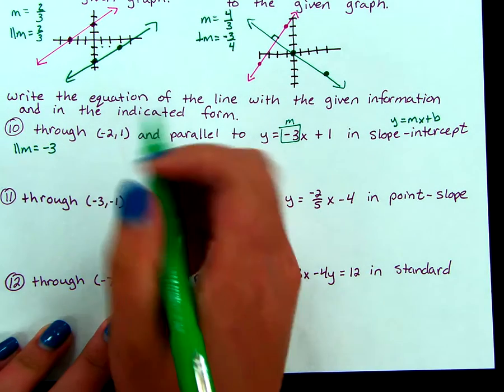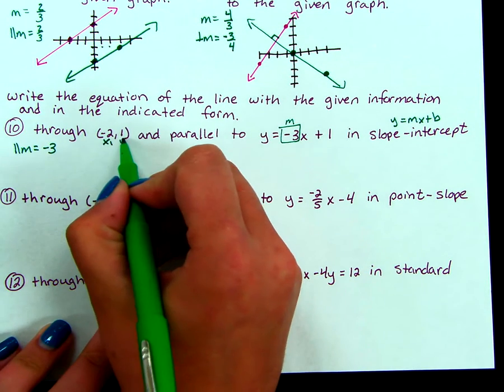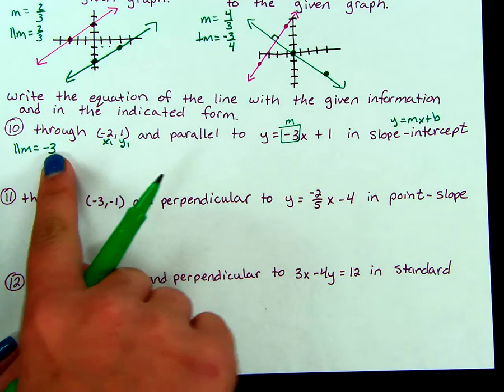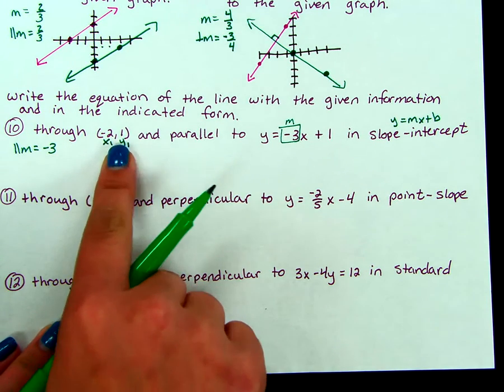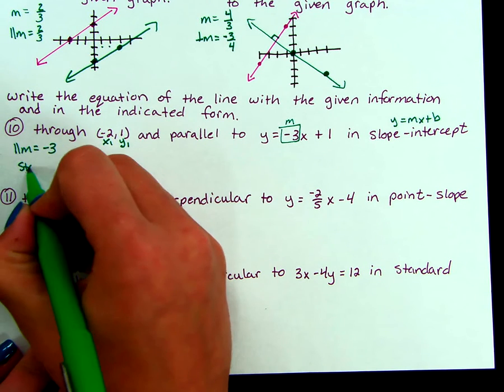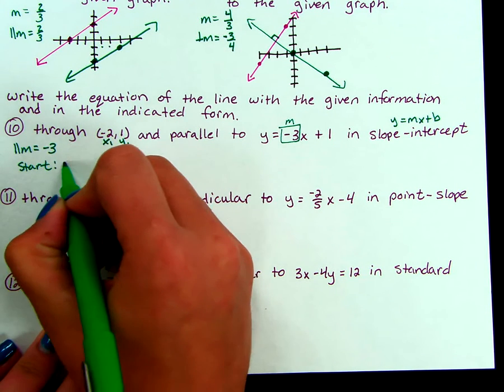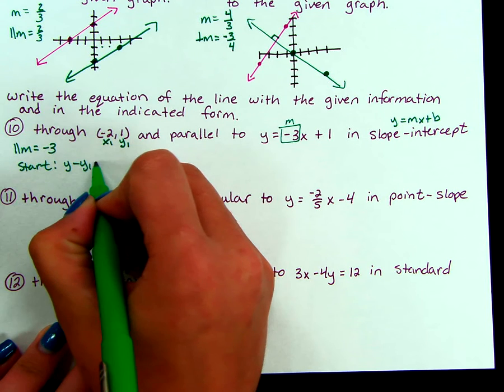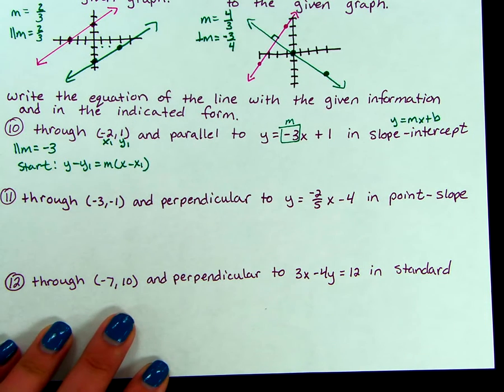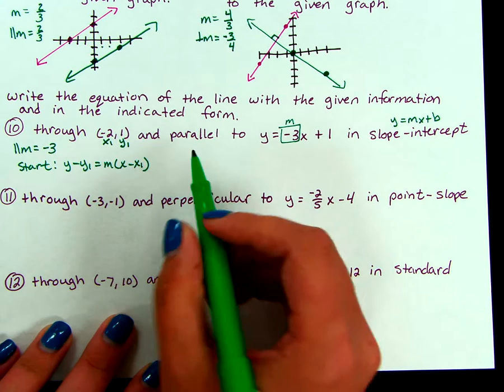And it has to go through this point. So this is our x1, y1. When I look at my given information, I have a point and I have a slope. So we start in point-slope form, which is y minus y1 equals slope times x minus x1. We're going to substitute our information into that one first.